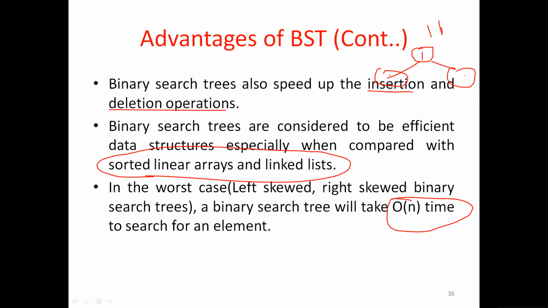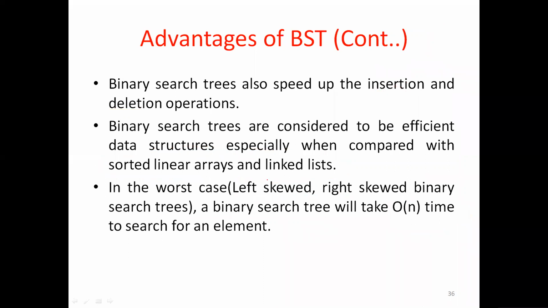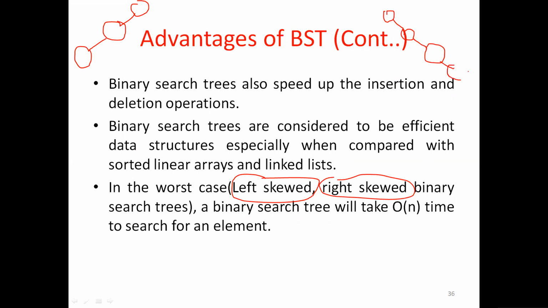If all the elements you are inserting in a tree are lesser than the root element, all elements will go towards the left subtree only. That's what we call a left skewed tree. When I call a tree left skewed, it means that all the elements are inserted towards the left. When all the elements are inserted towards the right, I'll call that tree a right skewed tree.